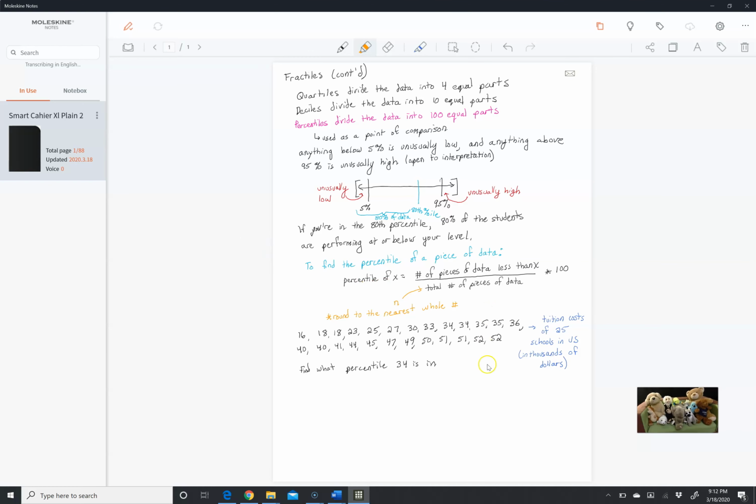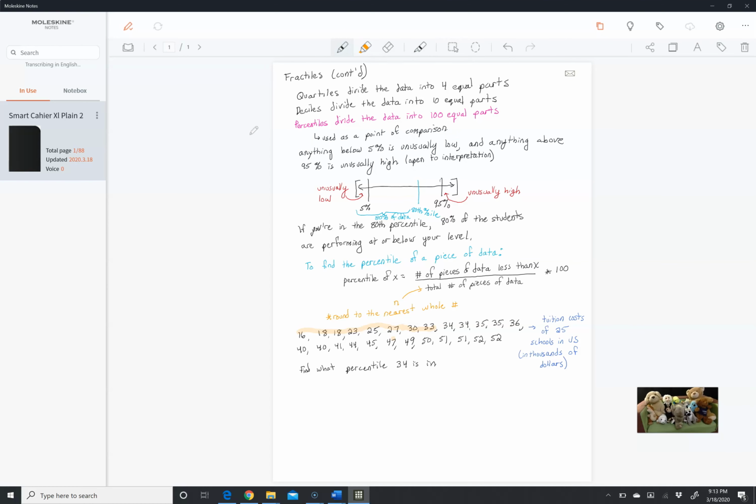So for example, the most expensive school right now in this particular list is $52,000 per year, and the least expensive school is $16,000 per year. So we want to know, well, what percentile does 34 wind up in? So simple to do, we're just going to figure out how many pieces of data are below 34. So notice there are two 34s here. We're not going to count these. We want everything that's less than 34. So if we count the number of pieces of data less than 34, we have 16, 18, 18, 23, 25, 27, 30, and 33. You can see that I can highlight in a very, very straight line here. And if we count that, we can see that there are 8 pieces of data here.